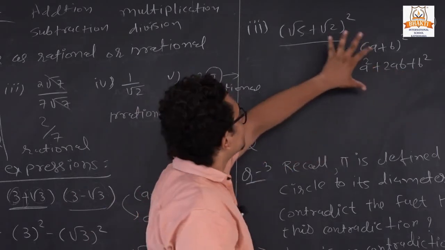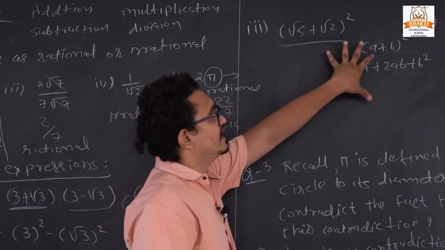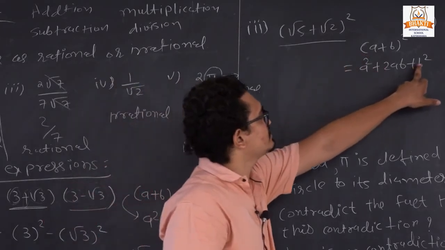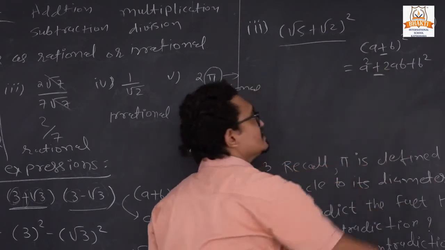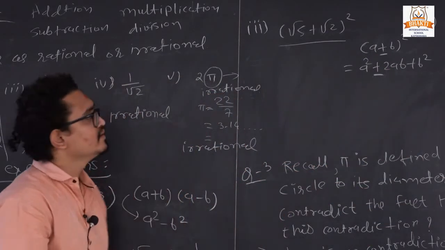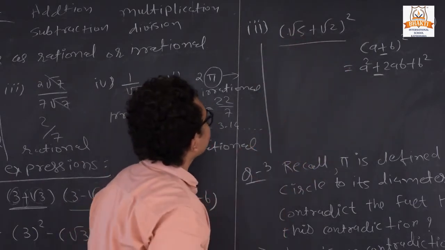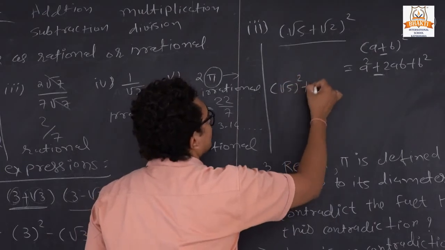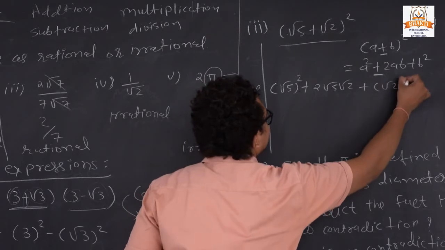So it is in class 8. We have one formula like that: a plus b all square is equal to a square plus 2ab plus b square. And if we have the minus sign here, we can change the sign accordingly. So once again we can apply that formula in our question. So we get a square plus 2ab plus b square.